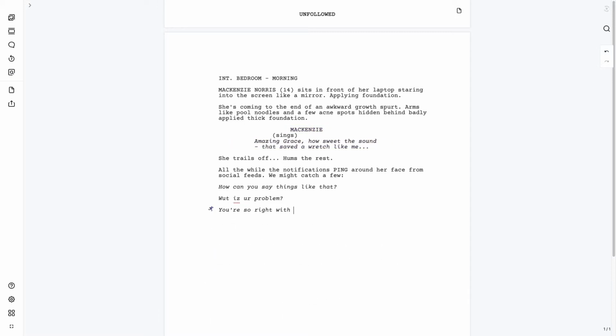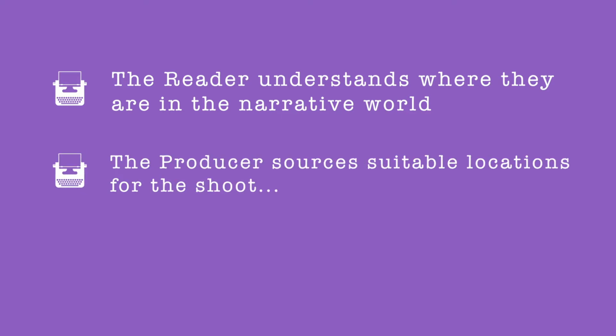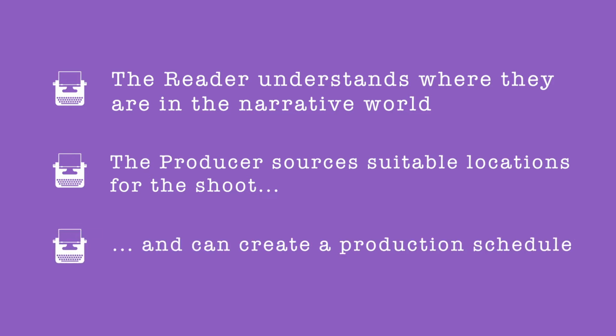So, first, scene headings. These are important when writing a screenplay so that the reader can orient themselves in the world you are creating. And when the script is put into production, they are going to help the producer make sure that they get the right locations for the shoot and can create an efficient shot list and production schedule.